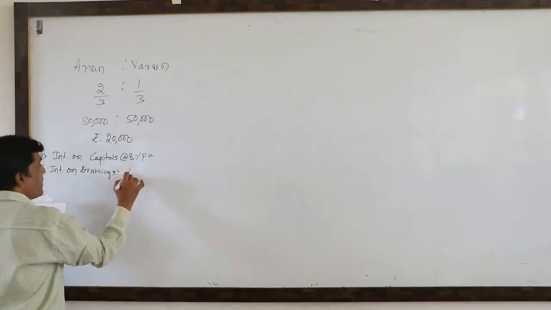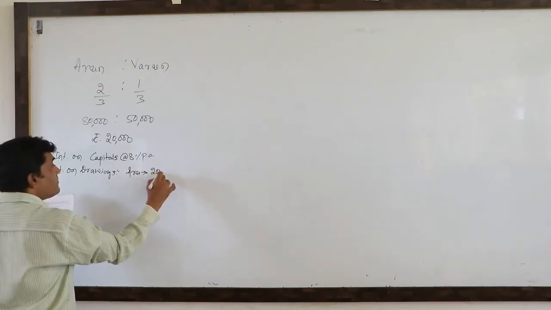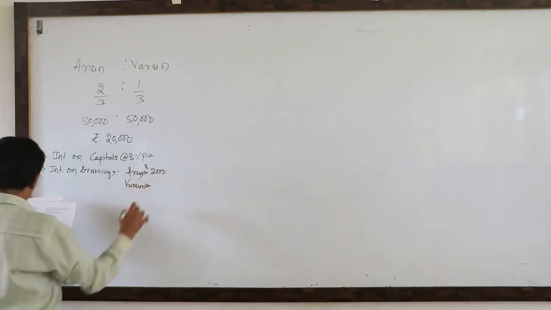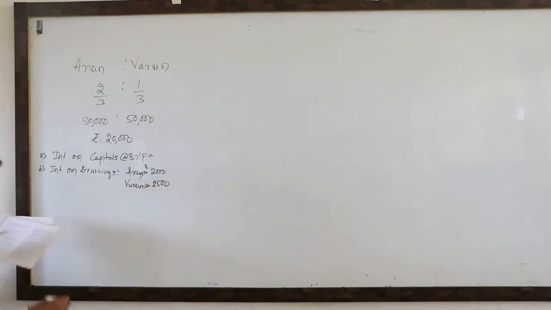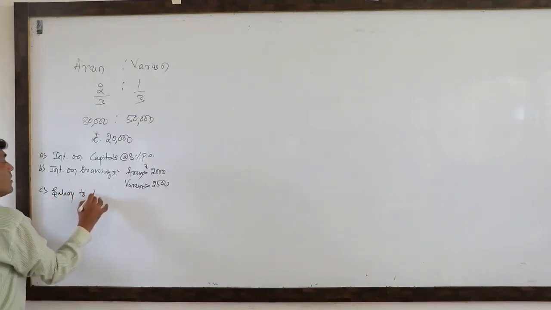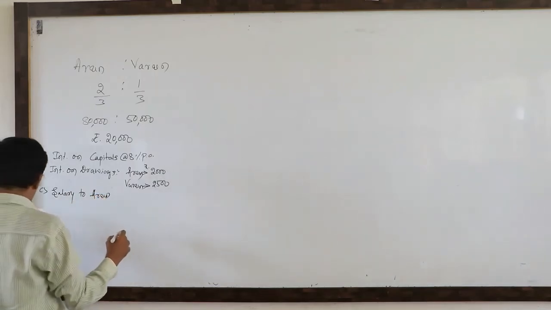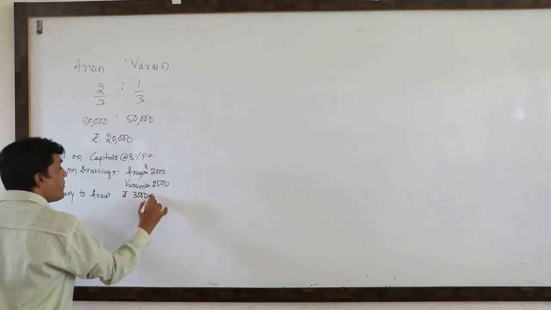Interest on drawings: Arun's is rupees 2,000, and Varun's interest on drawings is rupees 2,500. The adjustment number C, salary to Arun, rupees 3,000 per annum.